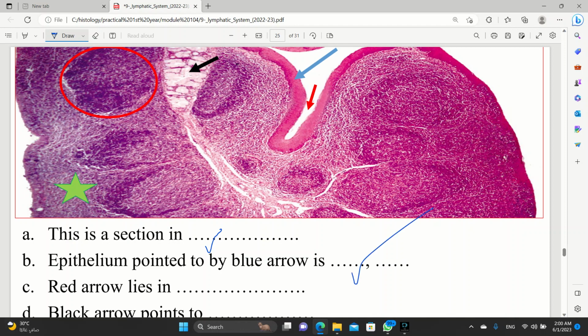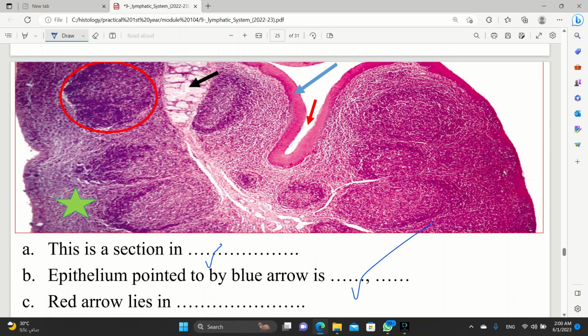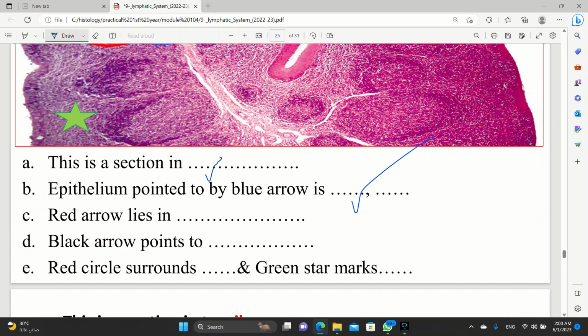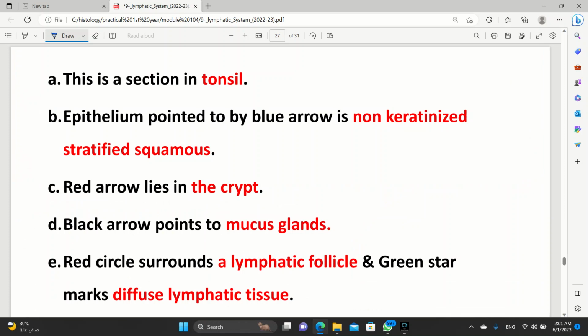Red arrow. Where's the red arrow? Oh yeah, that's a crypt. Tonsillar crypt. Where is the black arrow? Oh, that's a mucus gland, and it's very apparent. Where is the red circle? Red circle, red circle. No, that's the lymphatic follicle, and that's diffuse lymphocytes. Okay, that's a follicle. Why is that? Because it's circular, and you can see that's a follicle. That's diffuse because they're homogeneous, same color and stuff. That's the crypt. That's the non-keratinized stratified squamous epithelium.